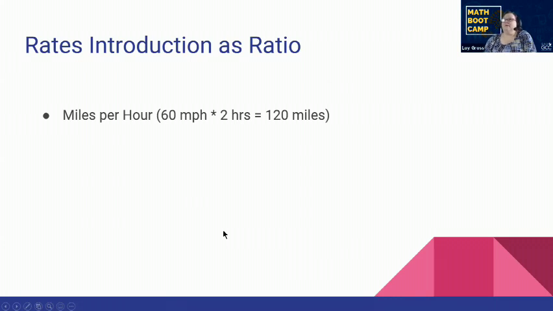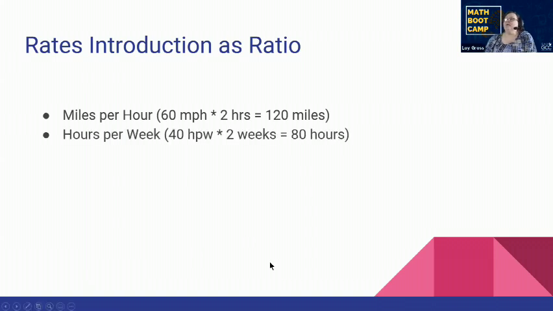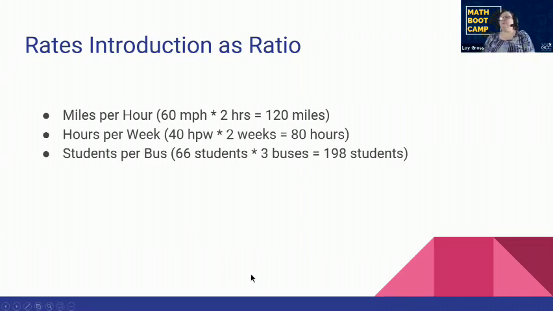Miles per hour. Miles per hour is a rate. If I'm going 60 miles per hour and I drive for 2 hours, I went 120 miles. Hours per week that you might work, and maybe you have a 2-week cycle to get a paycheck. Students per school bus. If I can fit 66 students on a school bus and I have 3 buses, I can take 198 students somewhere.